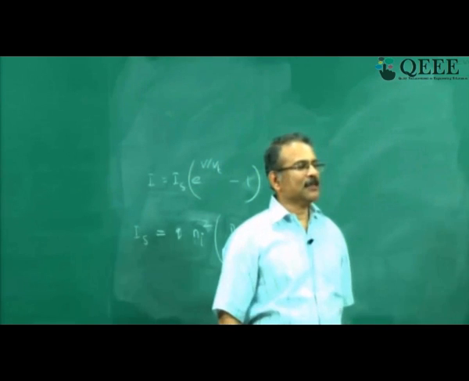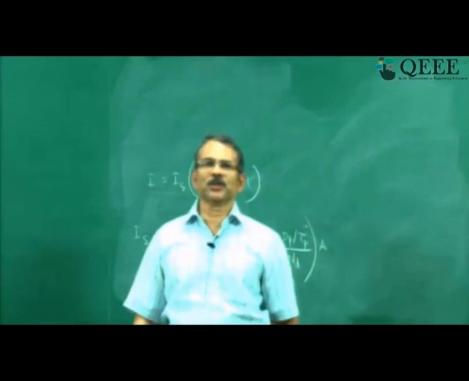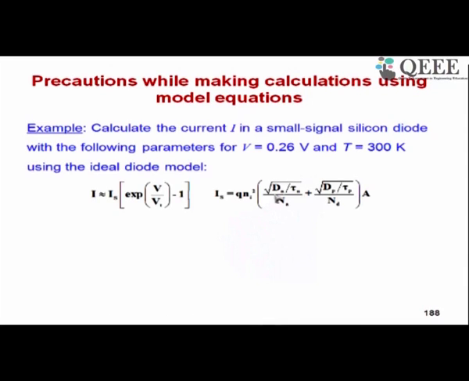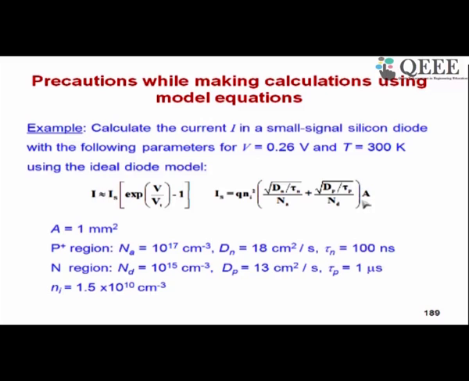Now final, let us make some calculations and see what precautions we should take while making calculations. Let us again take this diode model for calculation. Suppose the question is, calculate the current I in a small signal silicon diode with the following parameters. So parameters will be given now. For V equal to 0.26 volts, there is a forward bias of 0.26 volts, and T equal to 300 K room temperature using this model.